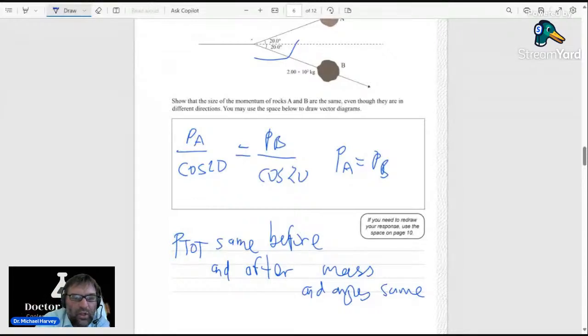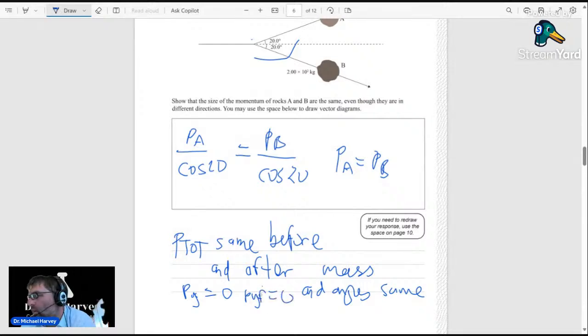Momentum in the y direction, as you can see from the diagram originally, is going to be 0 initially. So the momentum in the y direction, the final, will also be 0. Okay.